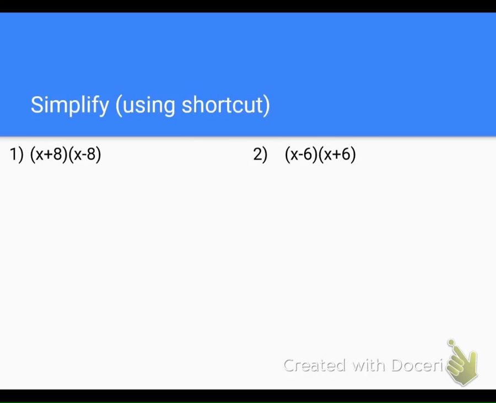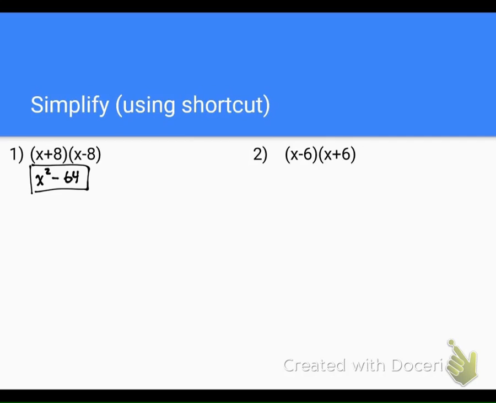So when I see this, all I've got to do is square both of the first terms. So x times x is x squared. And then positive 8 times negative 8 is negative 64. That's it. I'm done. That's all you have to do. You did that so quick. I know, I did that so quick.